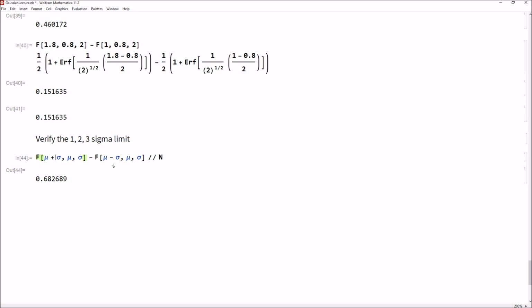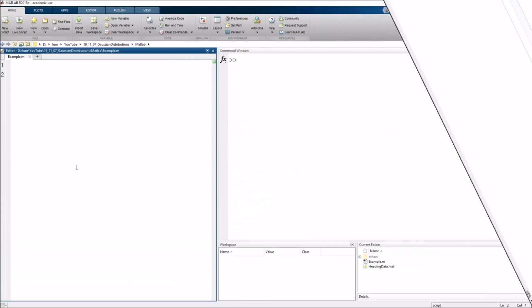Let's look at the 2 sigma limit. So I'm going to change this to now 2 sigma, 2 sigma. This should be now our 95% result. Yep, and there we go, 95%. And finally, the 3 sigma limit, if I go one more, this is our 99.7. Practically all of the samples fall within that region.